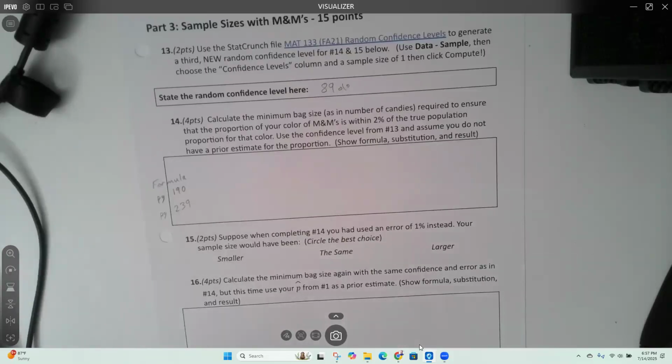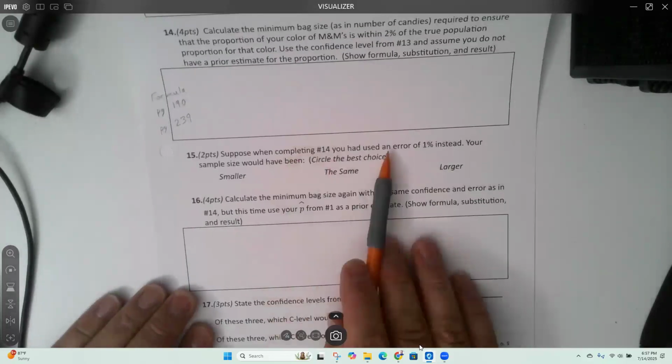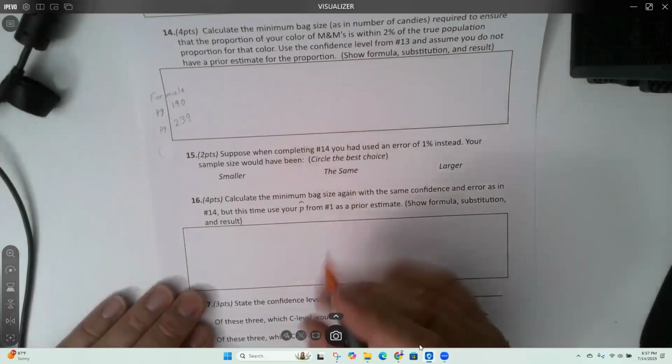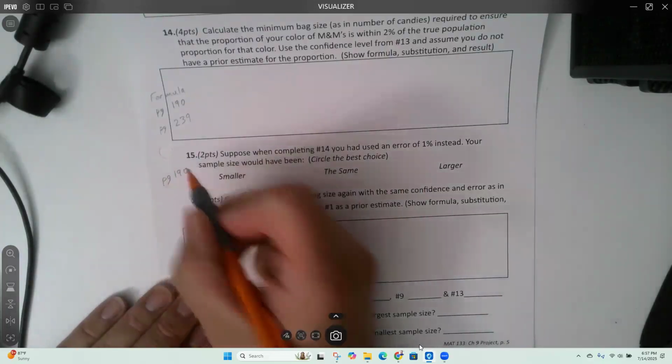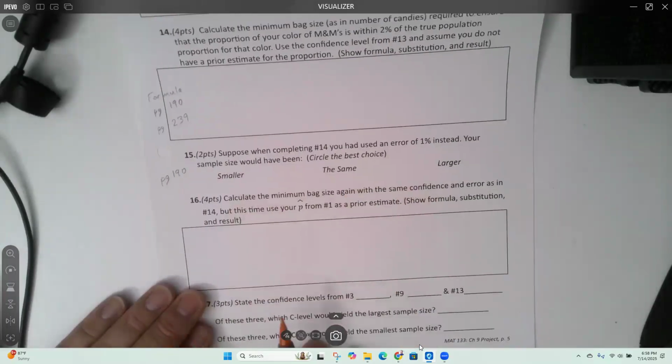So I'm basically taking my mean and I'm actually doing the addition of 1 standard deviation or 2 standard deviations or whatever. I'm actually doing the addition going up or going down. All right. Anyway, number 15, suppose that when completing number 14, you used an error rate of 1% instead of 2%. So you'll look on page 190 and it'll talk about the relationships between the errors and what will actually happen with your sample size.